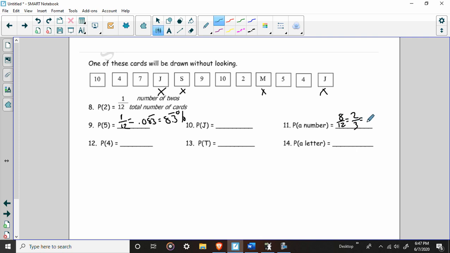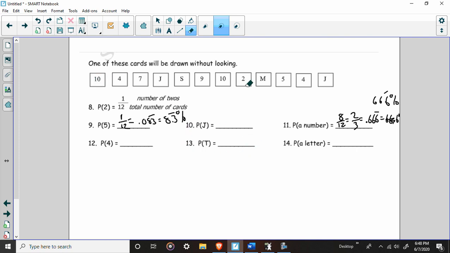And 2/3 is 0.666 repeating, which is 66.6%. I can't fit a percent sign. 66.6 repeating percent. Okay, so 2 out of 3. So 2 out of 3 of the cards up there have numbers, which also conversely means that 1/3 of them have letters. Okay. Number 13, what's your probability of getting a T?